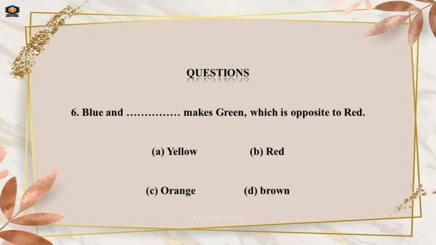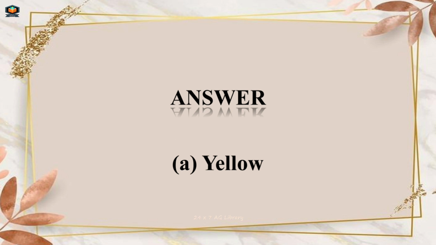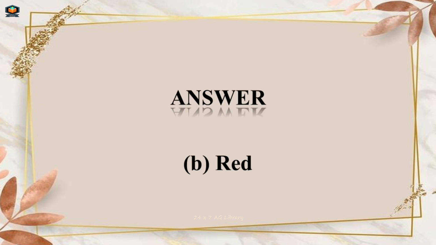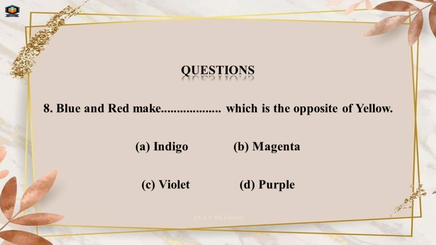Question 6. Blue and what makes green, which is opposite to red? A. Yellow. B. Red. C. Orange. D. Brown. Answer. A. Yellow. Question 7. Red and yellow form orange, which is the opposite to blue. A. Yellow. B. Red. C. Orange. D. Brown. Answer. B. Red.